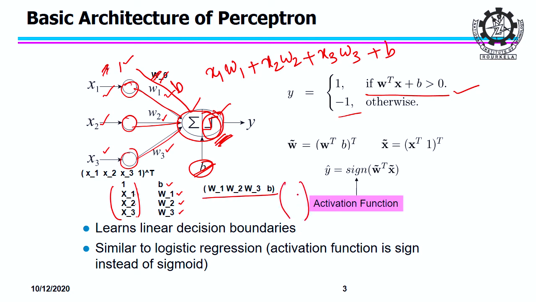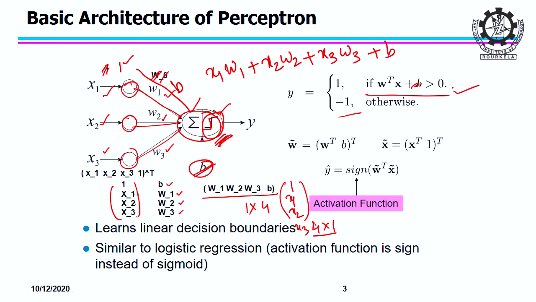So, x is x 1, x 2, x 3. Now, what you do? You multiply. So, this is a matrix multiplication. This size is 1 cross 4, and this is 4 cross 1. B is included here as we see.